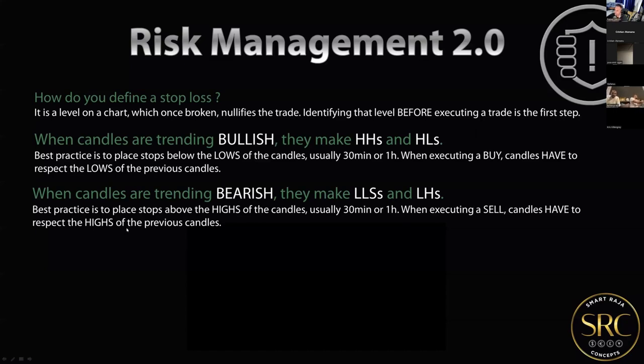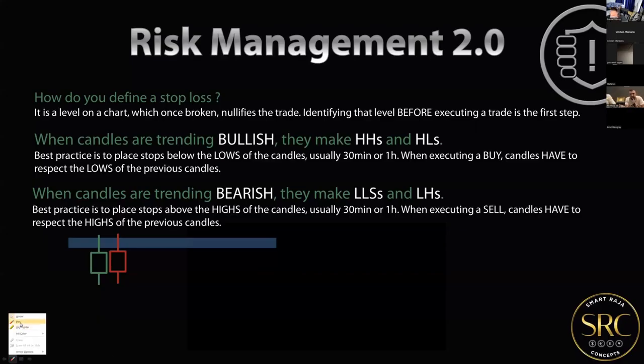Whenever you're taking sells, the candle has to respect the high of the previous candle. For example, let's say we're right over here. Candle comes up, bullish candle, and then it's followed by a bearish candle. Now you have a bearish candle at resistance, and you want to take a sell. Whenever you want to take a sell at this point, your stop loss will always go above this candle right here. And you're expecting the next candle to continue pushing down.